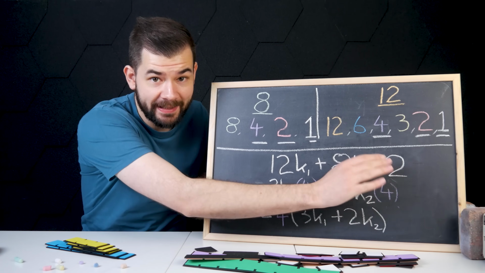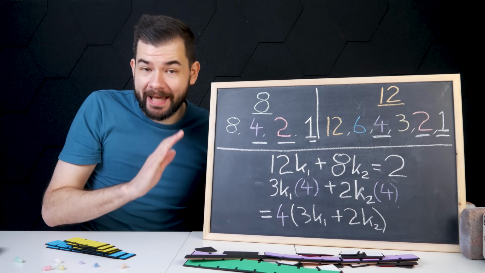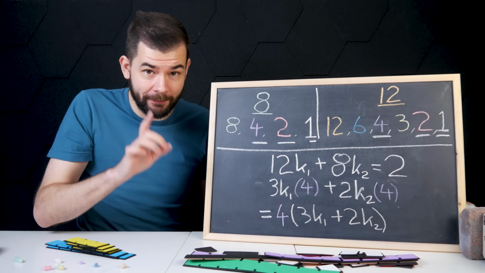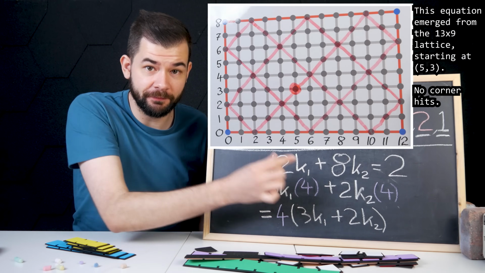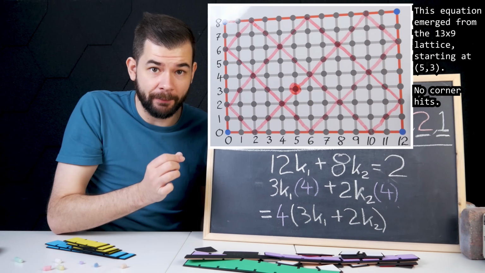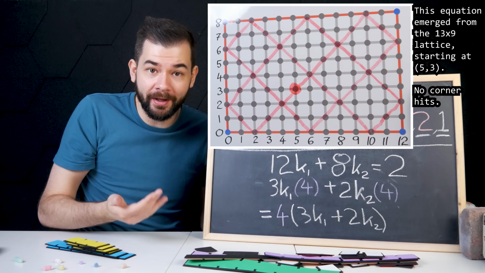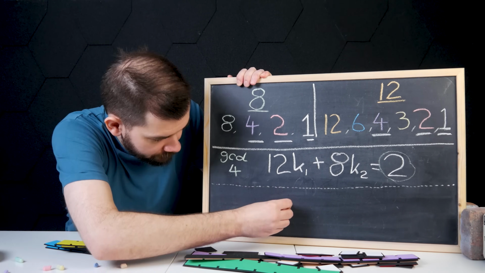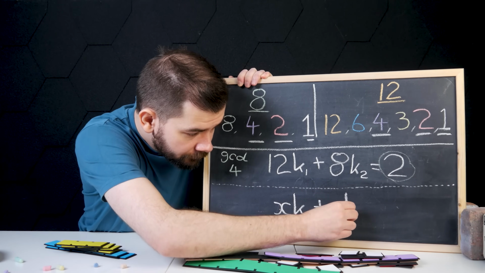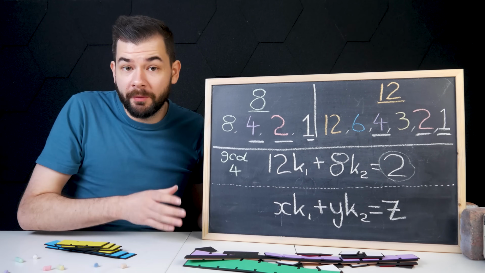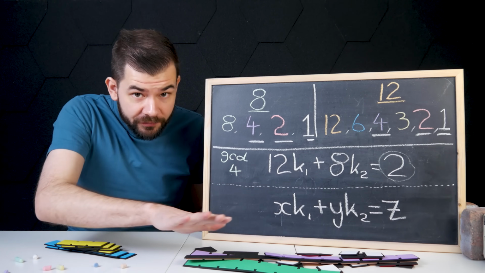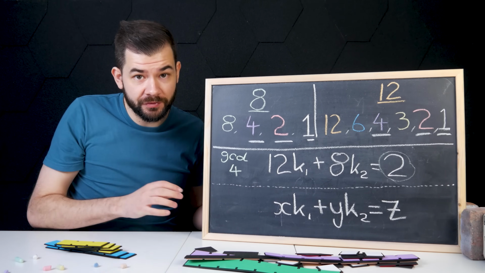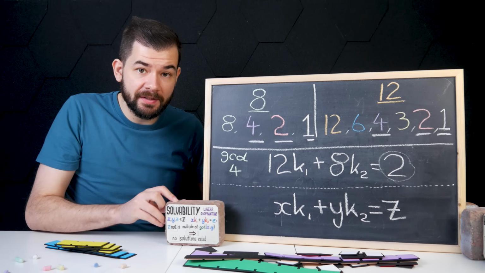So if the right-hand side isn't a multiple of 4, the equation cannot be solved. That's why this equation here has no solutions. And remember, this equation emerged from this specific case of the DVD problem, which we saw never hit the corner. No solutions. Let's think more generally now. So if we have integers x, y, and z, and xk1 plus yk2 is equal to z, then what we've shown is that if z is not a multiple of the greatest common divisor of x and y, then no solutions exist, and that is summarized here.